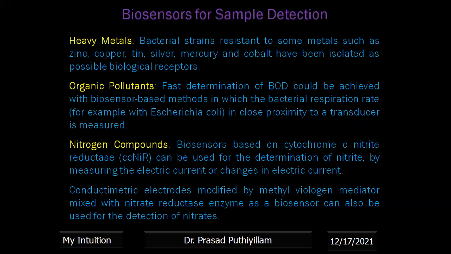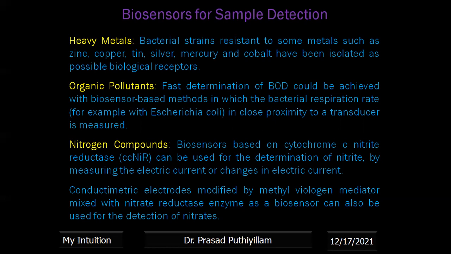So many of the bacterial biosensors developed for analysis of heavy metals in environmental samples make use of a specific gene responsible for bacterial resistance to these elements, such as biological receptors. Now, bacteria strains resistant to some metals such as zinc, copper, silver, tin, cobalt, or mercury have been isolated as possible biological receptors.